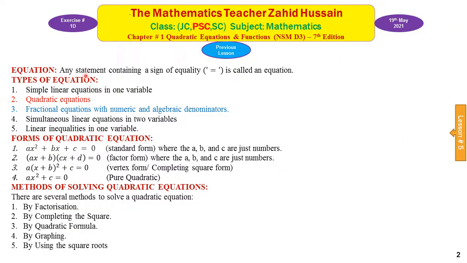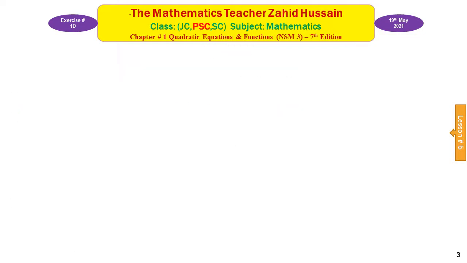These are the things related to quadratic equation we already have studied. Today our topic of study is fractional equation with numeric and algebraic denominators. When we simplify this equation, we will ultimately get a quadratic equation, and that equation will be solved by using factorization or by quadratic formula. So let's solve some questions of exercise 1D.